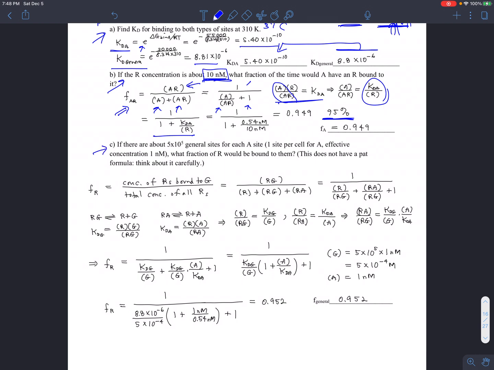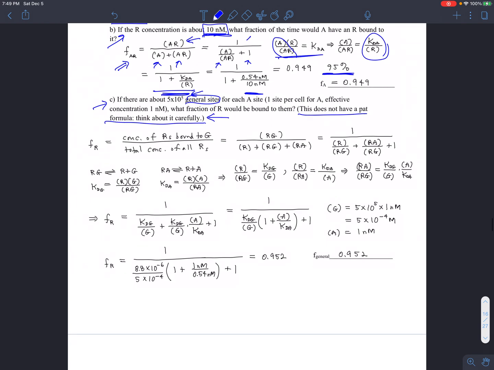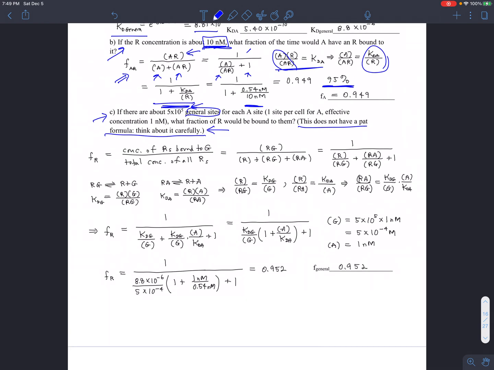If there are 500,000 general sites for each A site, so there's only one A site, let's say, but there's 500,000 of these weak guys, what fraction of R would be bound to them, to the rest of the general sites? This does not have a pat formula. Think about it carefully. That's a warning to say you have to derive the formula in this case. You can't just look on your cheat sheet and take a formula, because that formula isn't on your cheat sheet. We haven't talked about it before.